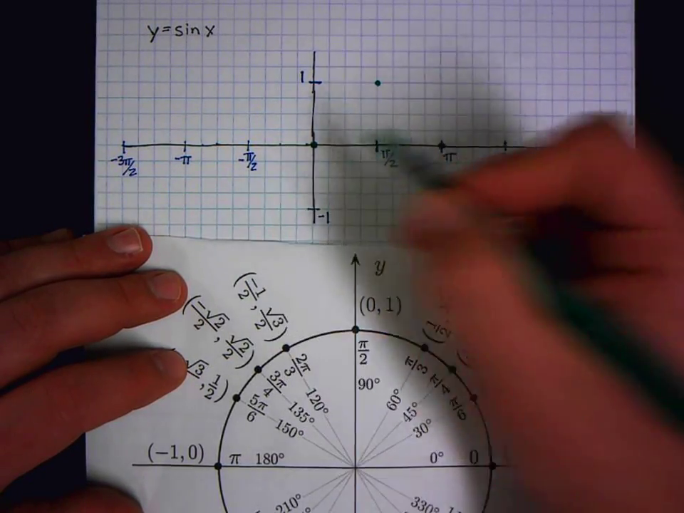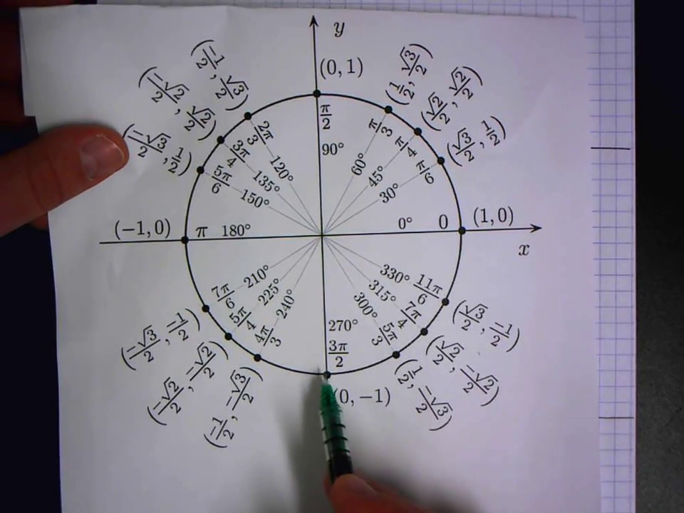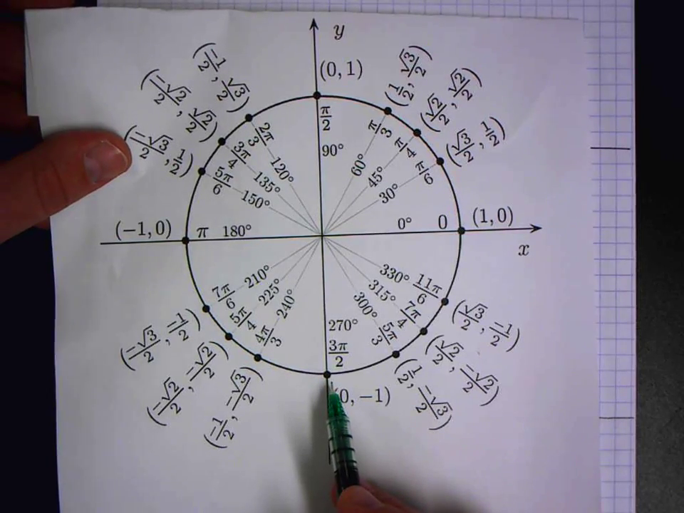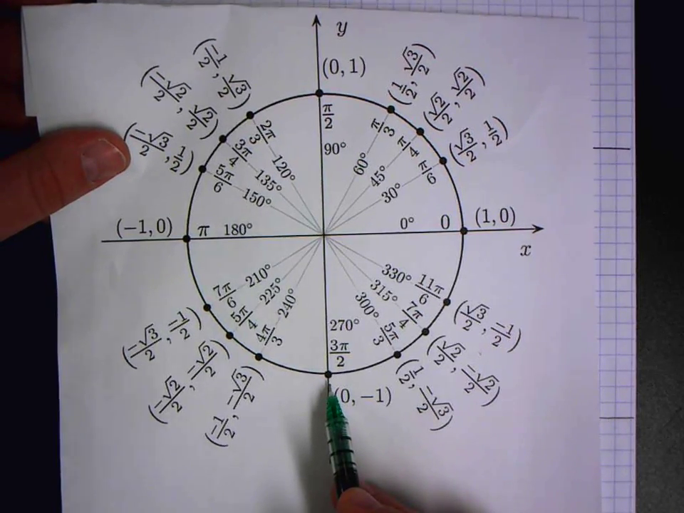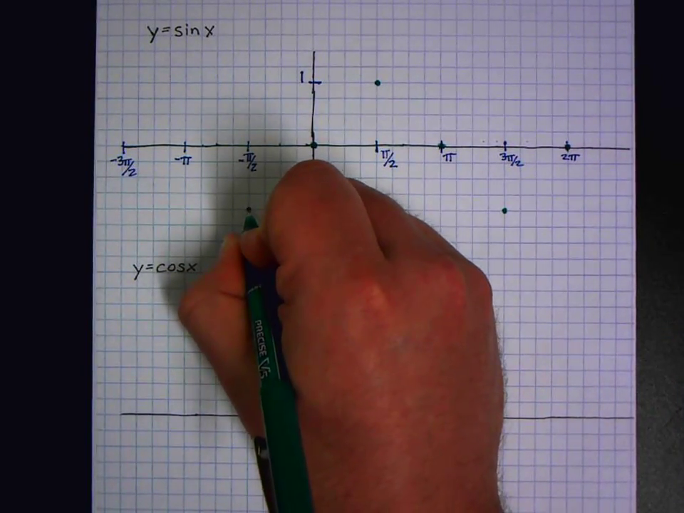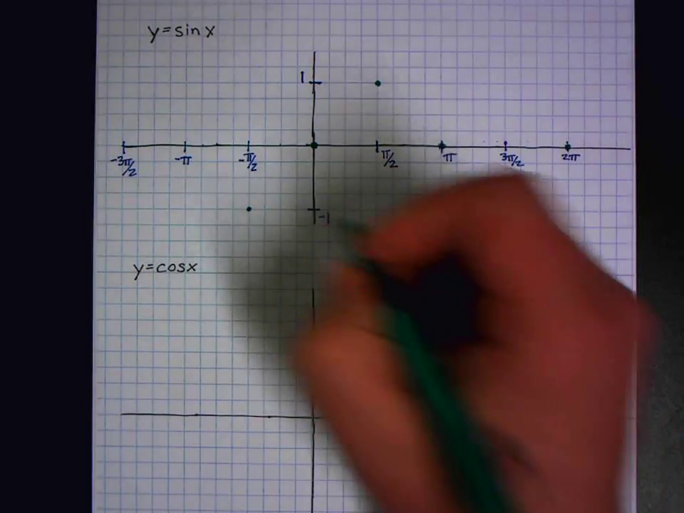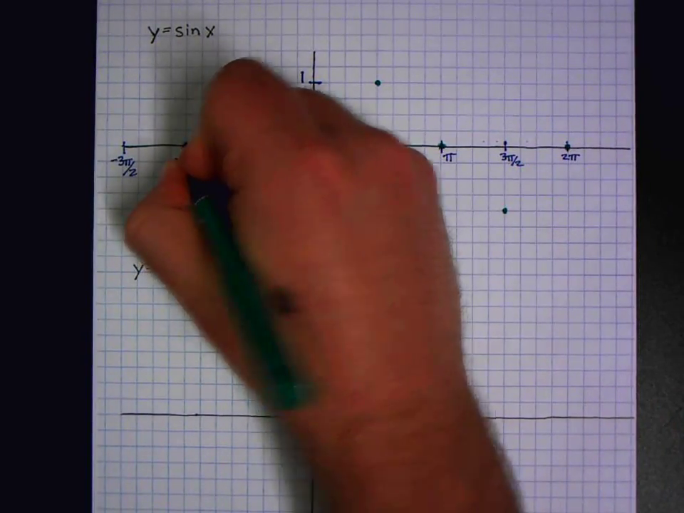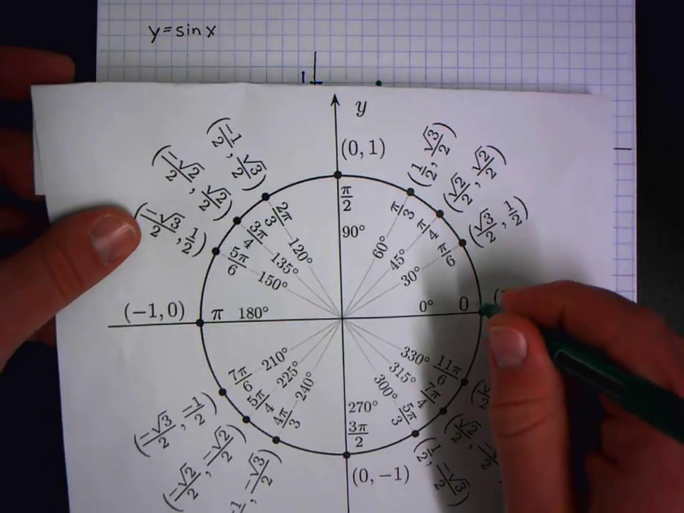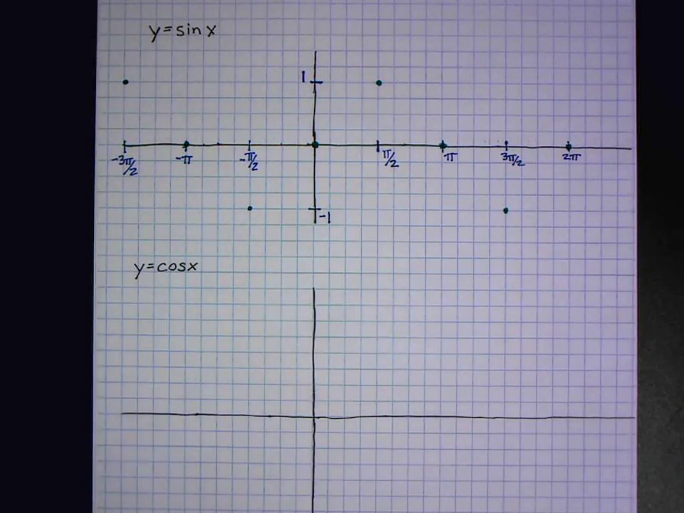Okay, if I were to go backwards, negative pi over 2 would be down here. So what would it equal at negative pi over 2? Negative 1. Okay, so if I go backwards to negative pi, what does it equal? 0. And negative 3 pi over 2? So negative 3 pi over 2 would be 1. So that's how we get our points. They just come from the unit circle.